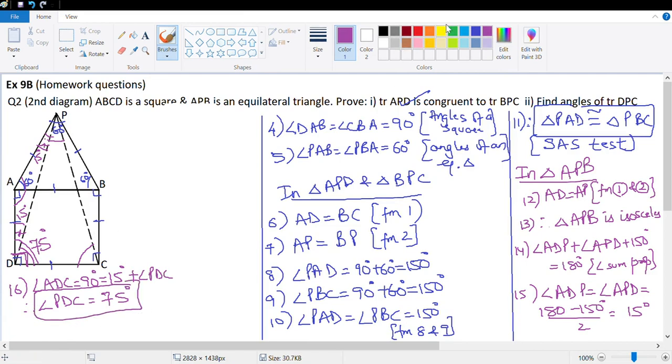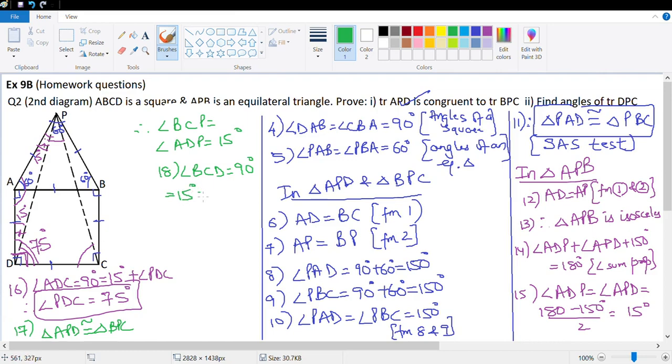So we've got one angle of this triangle. Point number 17, triangle APD is congruent to triangle BPC. Therefore, angle BCP is equal to angle ADP is equal to 15 degrees. So what this gives us is angle BCD is equal to 90 degrees, which is equal to 15 degrees plus angle PCD. Therefore, angle PCD is also equal to 75 degrees. So this angle 75, this angle 75.